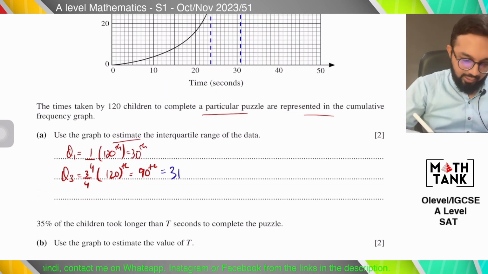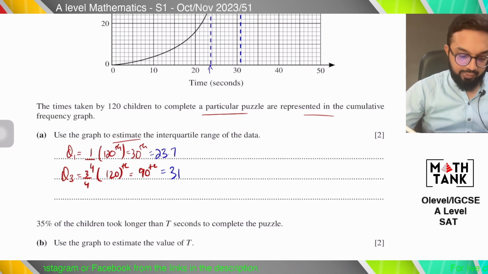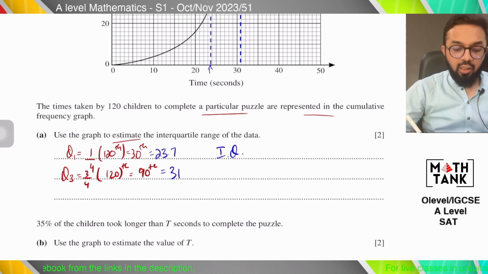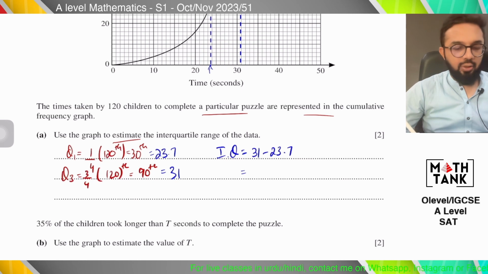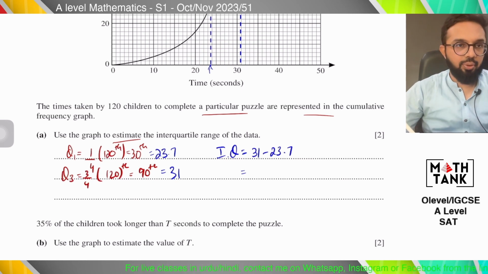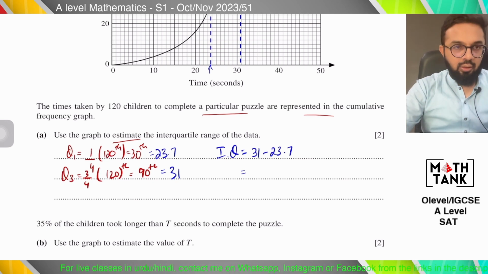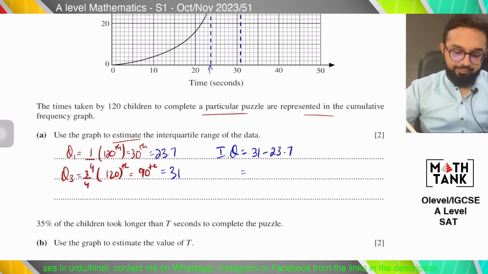For this, I will take a number and let's call that 23.7. The marking scheme also does that. So make sure that you do as accurate an approximation as you can. And the answer is 7.3.